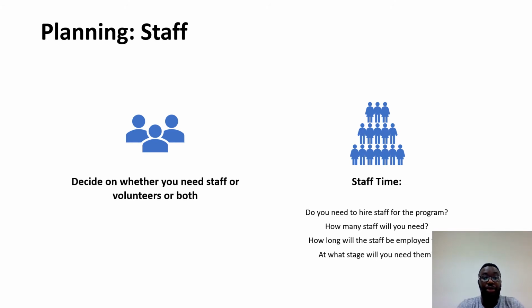The next thing you will think about, or one of the things you should think about, will be staffing. Okay, so if you have decided that you need people for this program, so you begin to ask yourself, at what stage do you need people? Do you need people as staff that will work for the period of the program, or do you need people to volunteer for the program? So you think about and decide whether you need staff or volunteers.